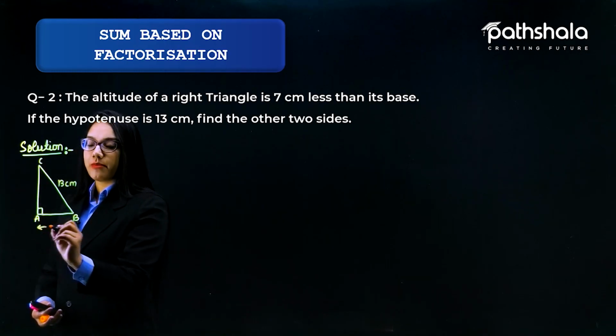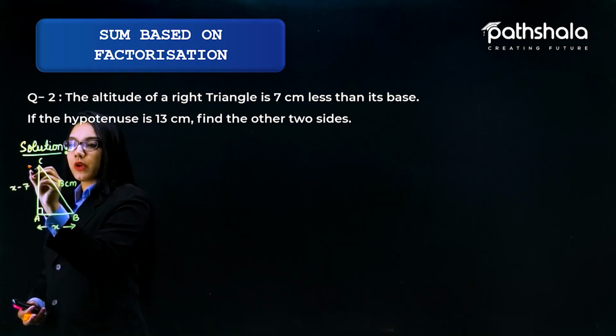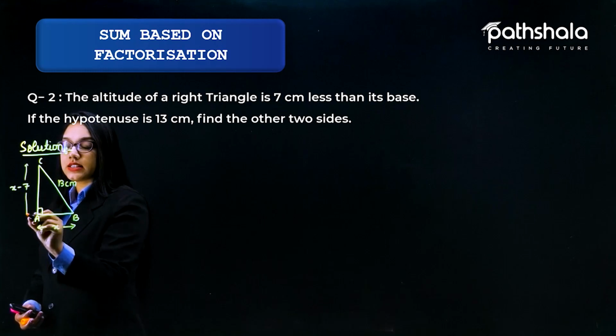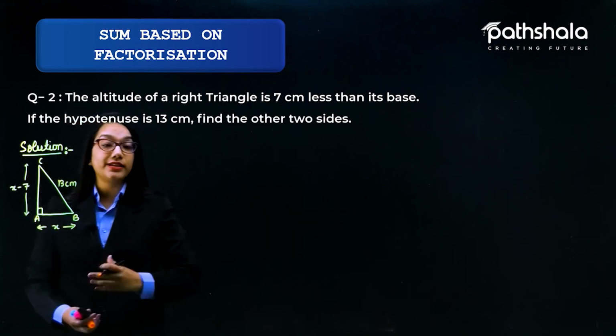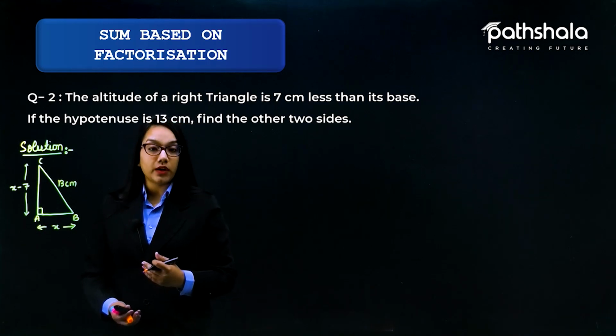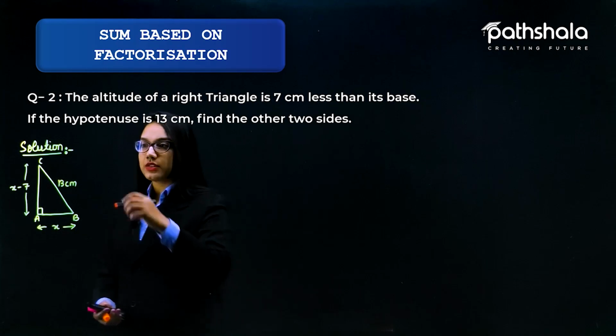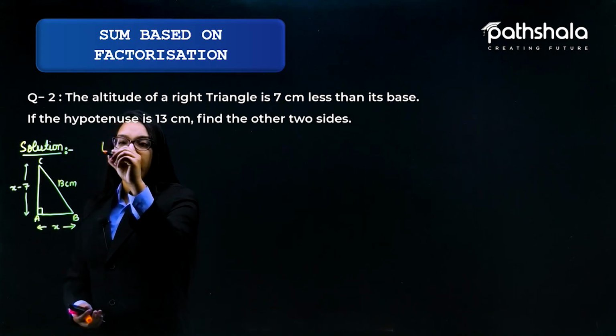So let us suppose I am taking the base as x, then the altitude would be x minus 7, because according to the question it is 7 less than its base. So if the base is x, then the perpendicular or the altitude would be nothing but x minus 7. Let's start the solution by taking the base as x.